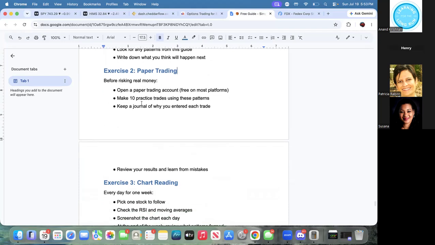Exercise two, paper trading. Get hooked up with paper trading, whether it's through Yahoo Finance or through Charles Schwab. I think you can do it either on Thinkorswim or on the Charles Schwab app. I think you can do it both ways. But Thinkorswim on mobile is a little bit easier to use versus the desktop. So if you're paper trading, try it on the mobile.